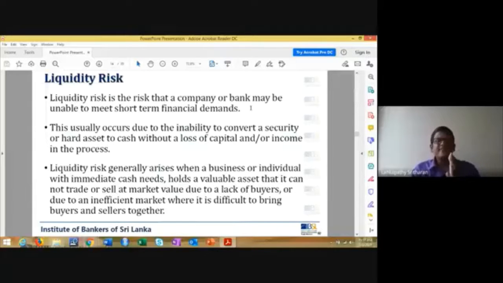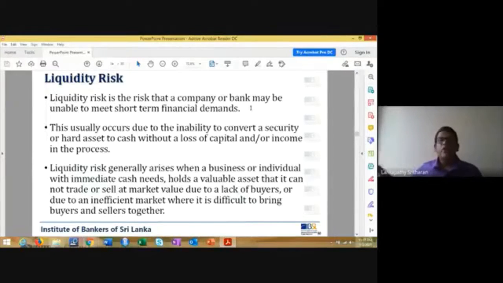So the liquidity risk is simply, if they ask what is the liquidity risk? Liquidity risk is that the bank may be unable to meet the short-term financial demands. It's called liquidity risk. Why am I again and again emphasizing this? Because there's a usual question about the difference between liquidity risk and solvency risk. We will look into that later on. So what is solvency risk? For the time being, you have to keep in mind what is liquidity risk. The main characteristic of liquidity risk is that it is a short-term financial condition. Solvency is more long-term. We will look into that.